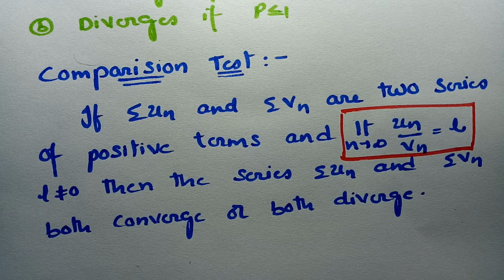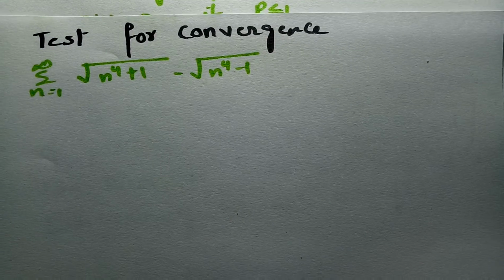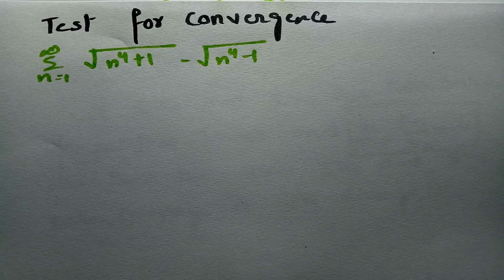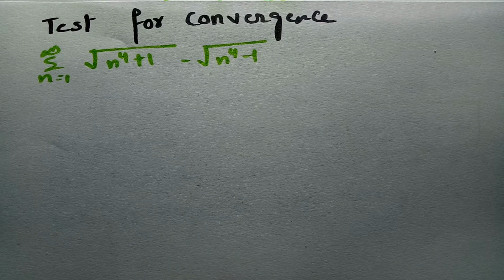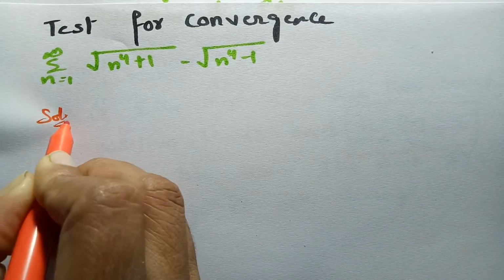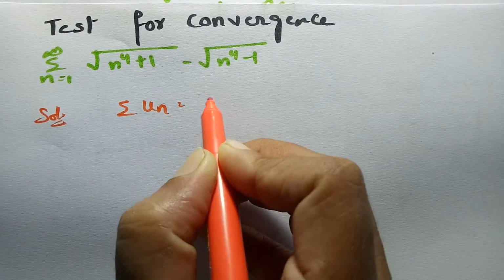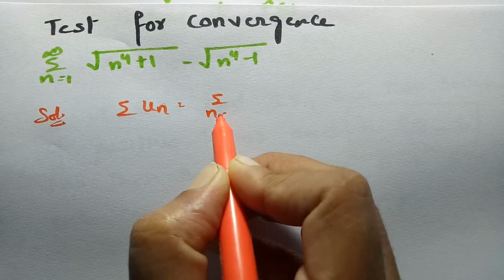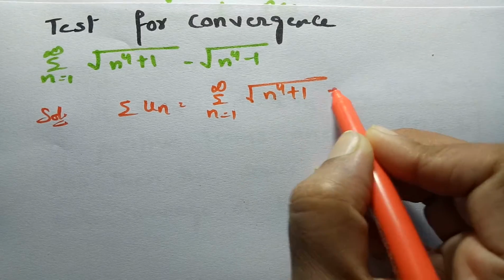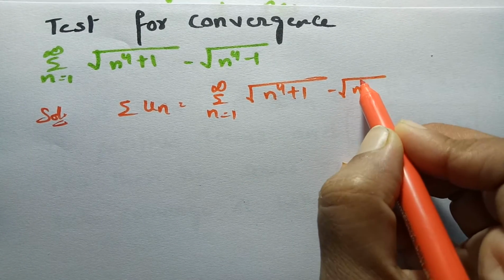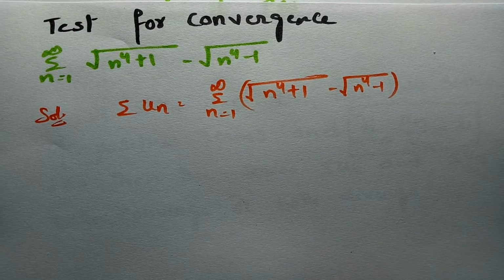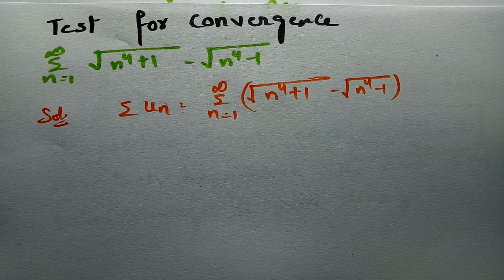So we have to test for convergence. This is the most important question. We have to test for the convergence of the given series. Here the problem is given as sigma un, where sigma un is sigma n equal to 1 to infinity of root over n power 4 plus 1 minus root over n power 4 minus 1. Now we have to rationalize it. How will we rationalize it? It's a simple way.